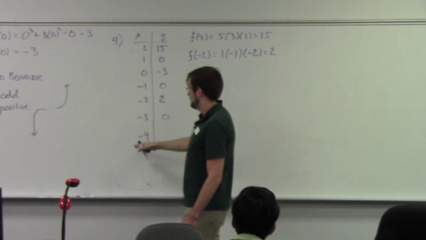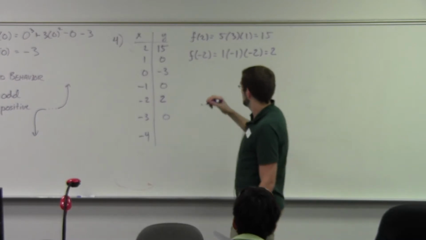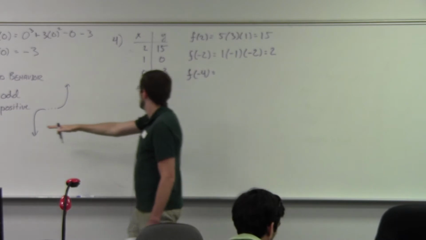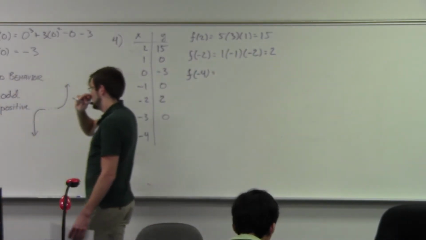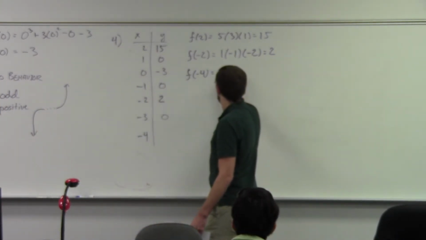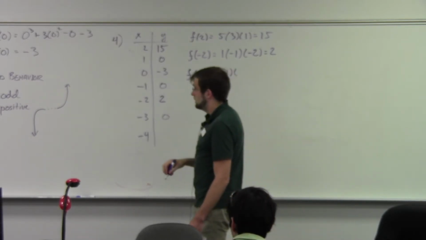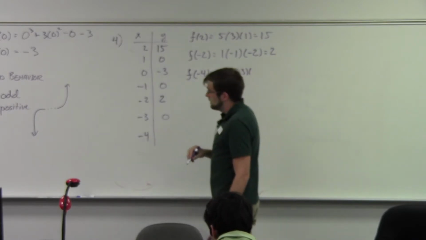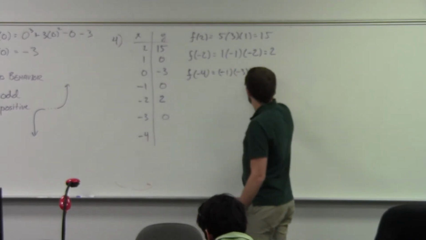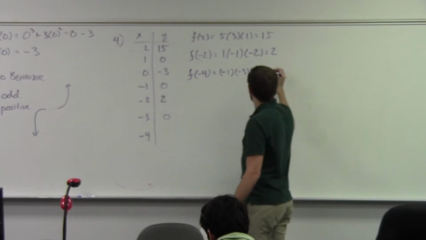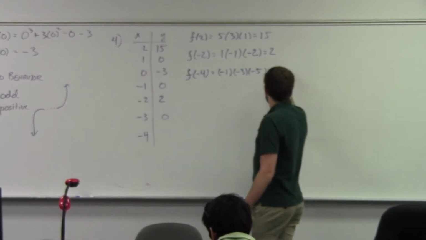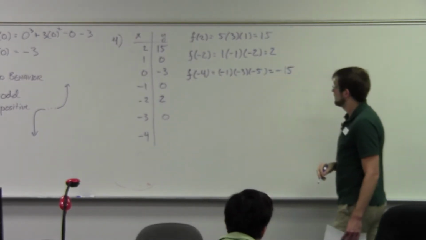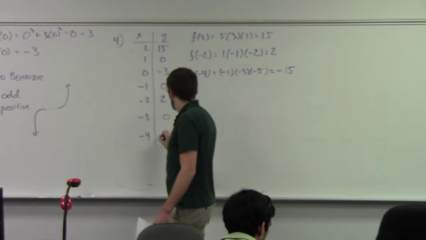And I have negative 4. So negative 4 plus 3 is, oops, let me write this out. So remember, I'm just using this guy right here. So negative 4 plus 3 is negative 1. Negative 4 plus 1 is negative 3. And negative 4 minus 1 is negative 5. So 3 negatives give me a negative. 5 times 3 is 15. So over here at negative 4, I have negative 15.